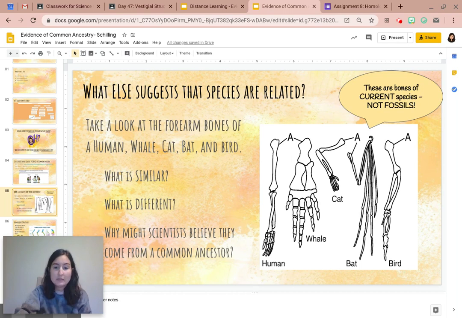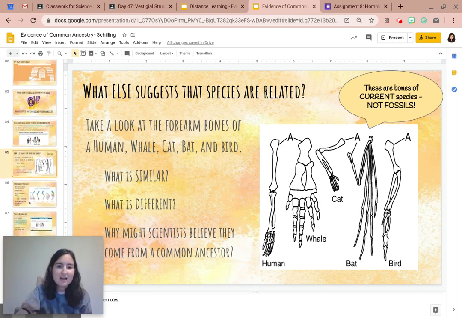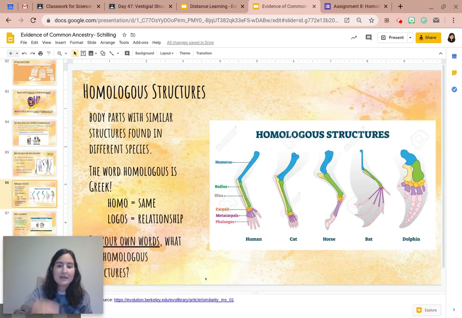I think it's really easy to look at differences. I mean, the whale is really big, the human's skinnier, the cat is even smaller, the bat has really long, it looks like fingers almost. So really clear differences. So I think the one that's harder is looking actually for similarities. Like, what could a human, whale, cat, bat, and bird all have in common for their arm bones? Another thing that you could do is, when I'm looking at them, I like to kind of color them in to look for those similarities.